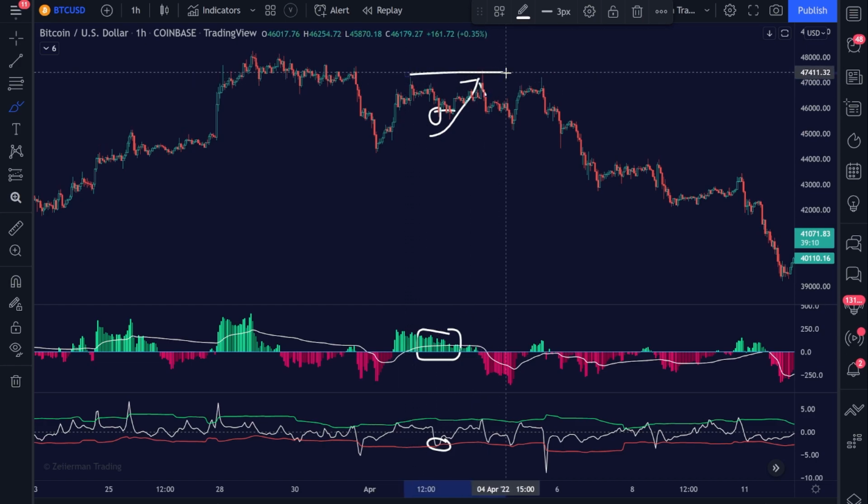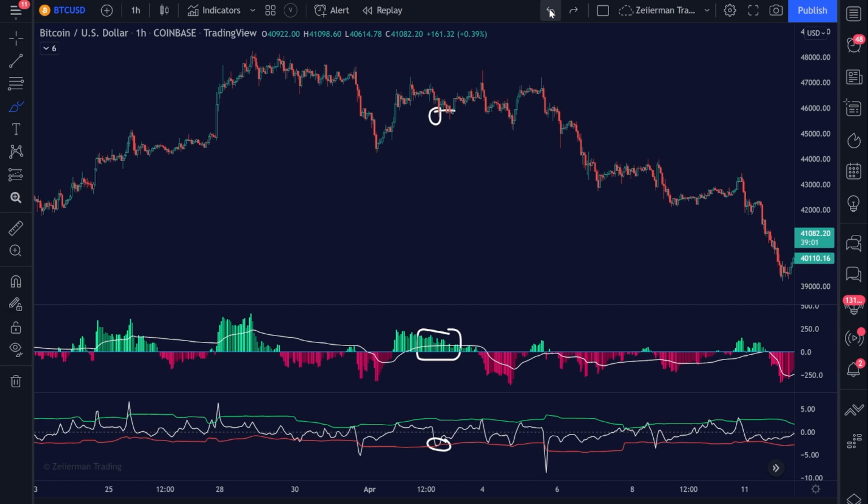However, it hits the resistance level and goes back down. But it's a nice trade. Let's see if we can find another one.